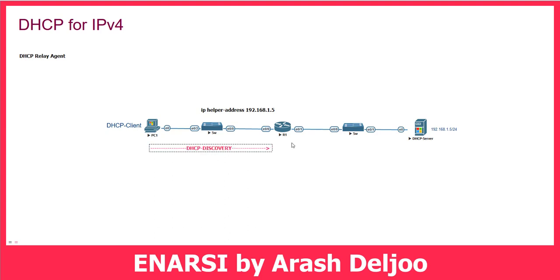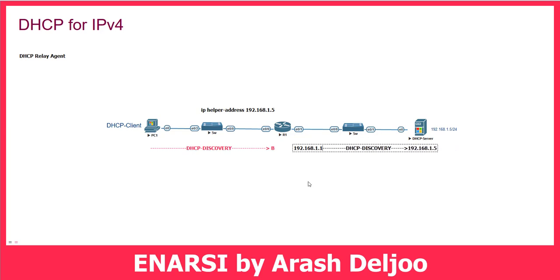Because of that, when R1 receives the broadcast DHCP discovery, it should create one new DHCP discovery with a unicast destination IP, not broadcast. Look here, this is the DHCP discovery that's created by router 1. The destination IP is 192.168.1.5 because we have configured this on this interface, ETH00, and the source IP is the IP address of ETH00, for example 192.168.1.1.